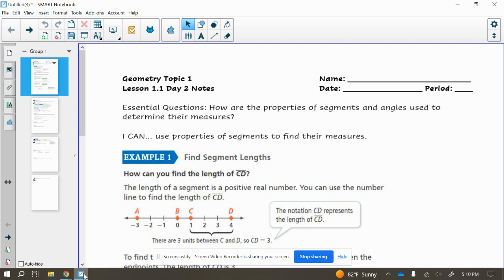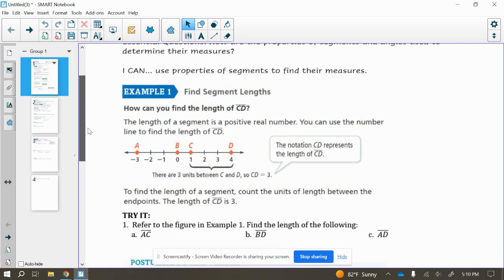Everyone, and welcome to our next lesson, 1.1, Day 2. Today we are going to talk about the properties of segments and finding their measure.